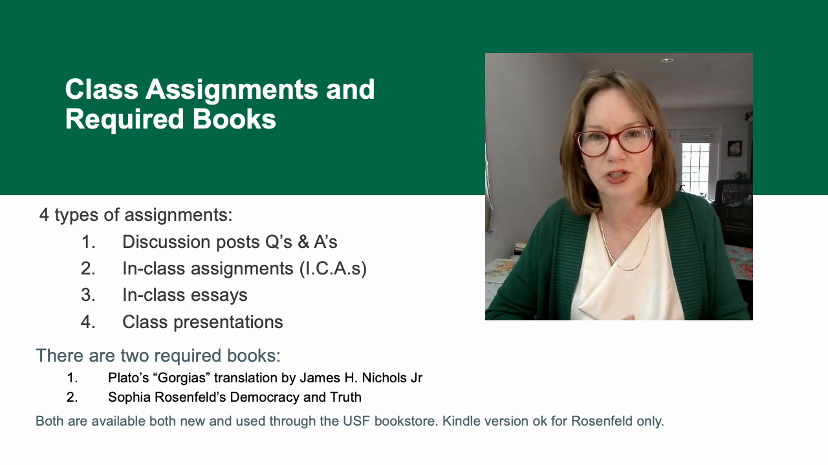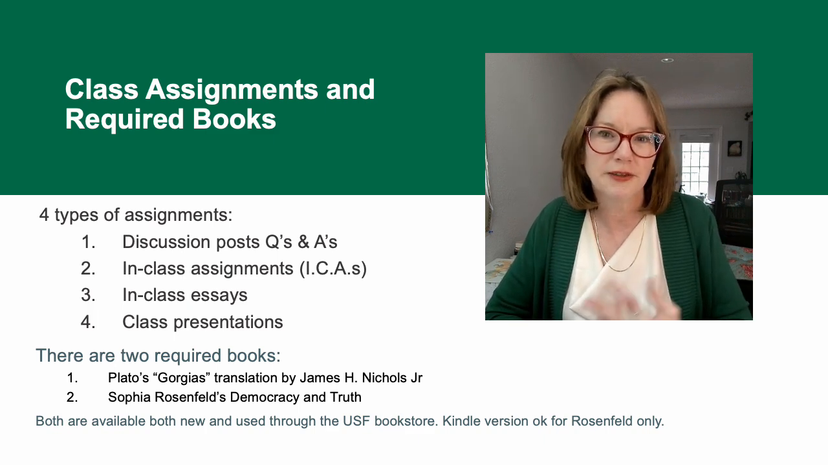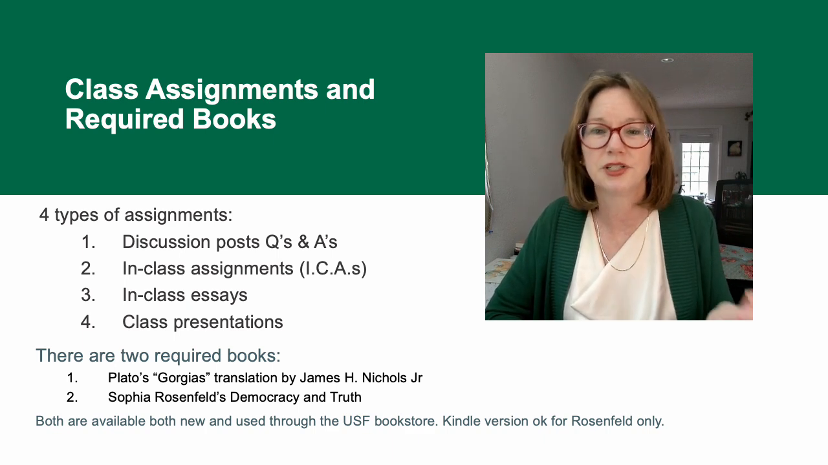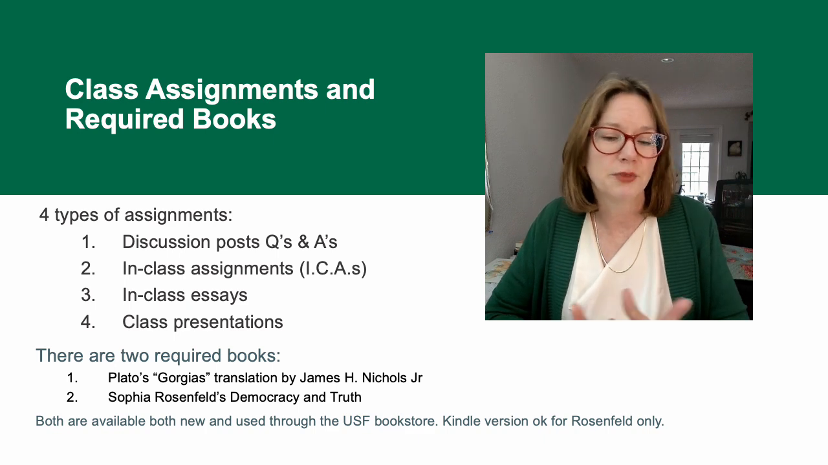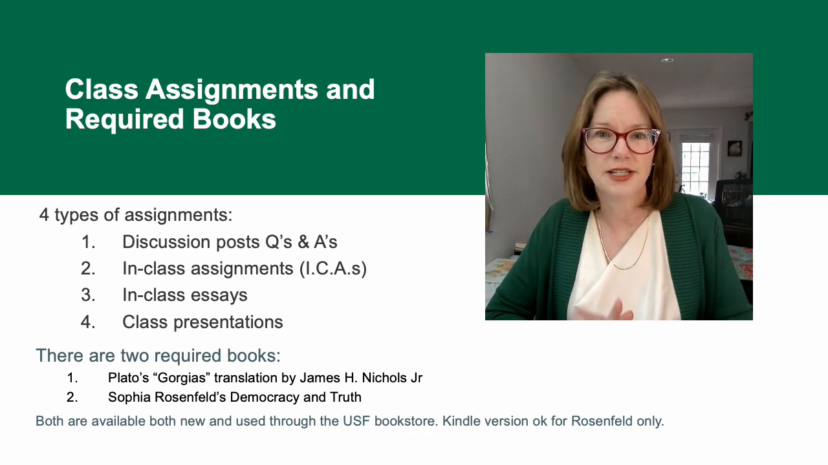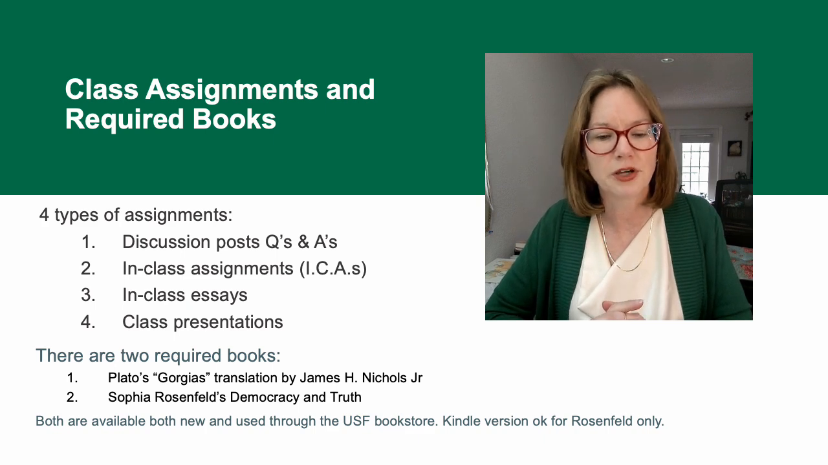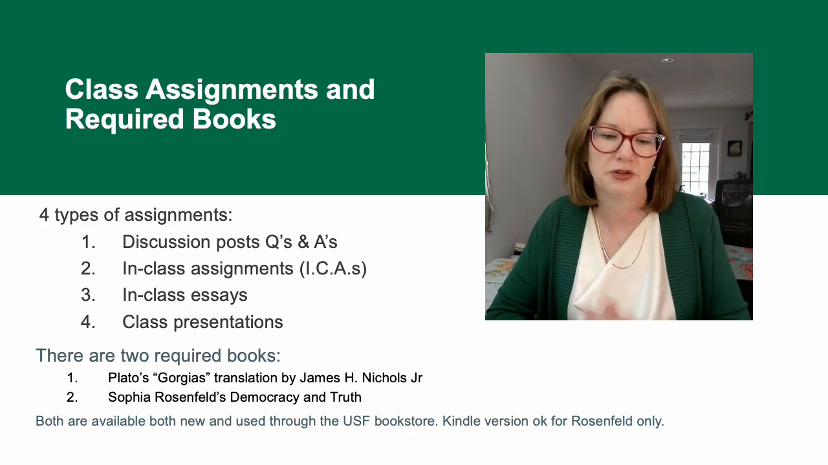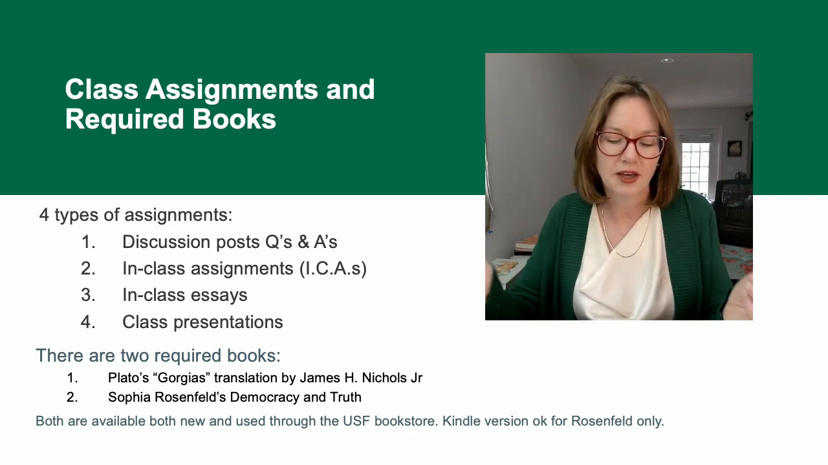Sophia Rosenfeld's book, Democracy and Truth. It's significantly cheaper than the paper version, because the last time I checked, there was no paperback version. It was a hardcover, and it was $25. So I don't mind if you buy an ebook version. It's like $9 for a Kindle copy of Sophia Rosenfeld's book. That's fine. But I do want you to get a paper copy of Plato, so that we can have the text with us in class, like as a physical thing to be looking at.